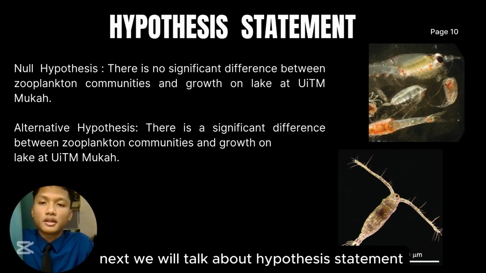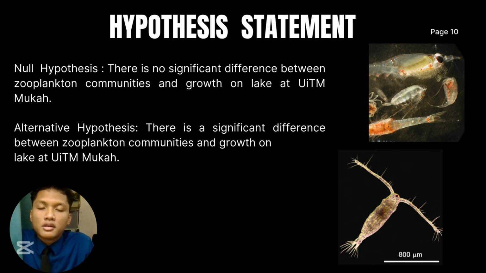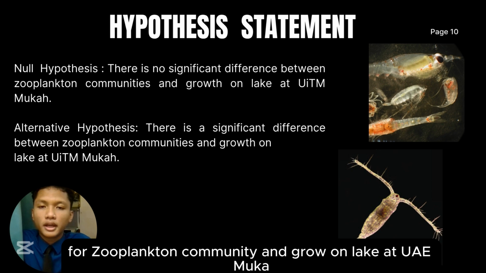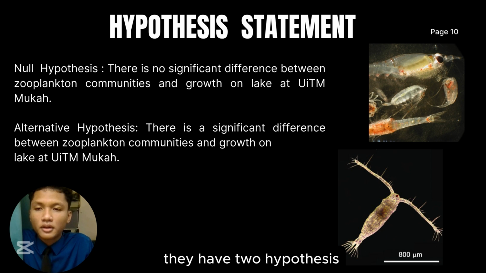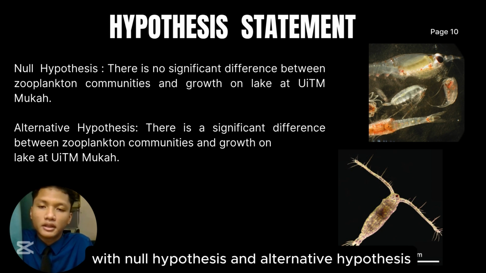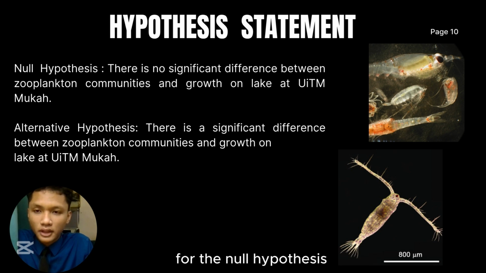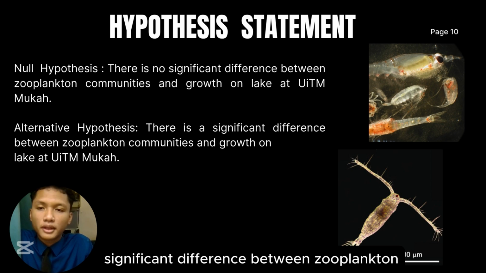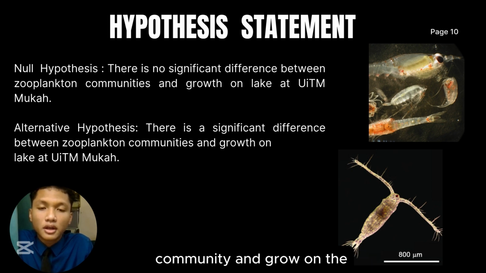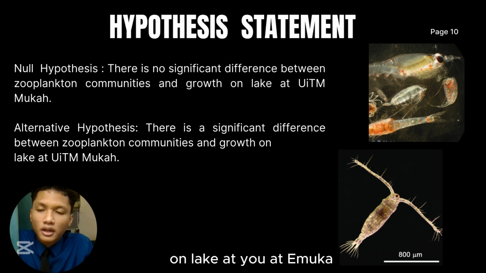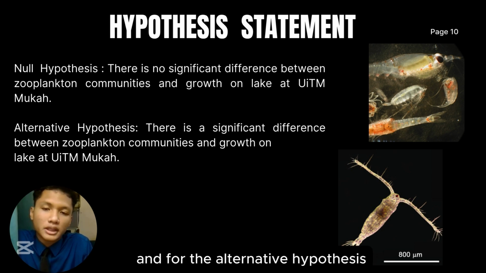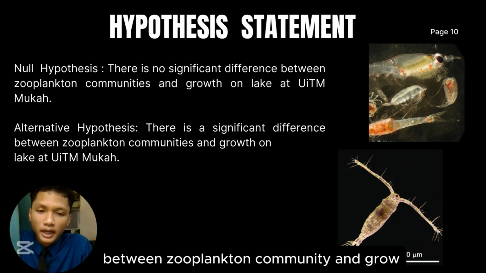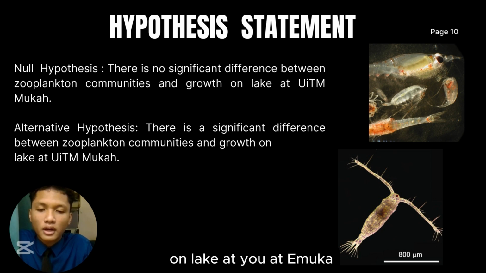Next, we will talk about the hypothesis statement for zooplankton community and growth in the lake at UiTM Muka. They have 2 hypotheses: the null hypothesis and the alternative hypothesis. For the null hypothesis, there is no significant difference between zooplankton community and growth in the lake at UiTM Muka, and for the alternative hypothesis, there is a significant difference between zooplankton community and growth in the lake at UiTM Muka.